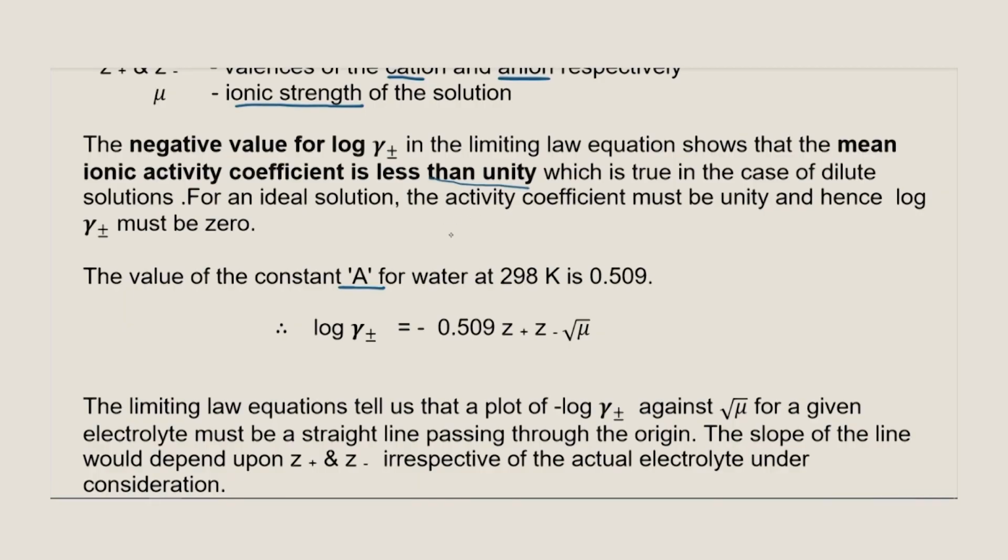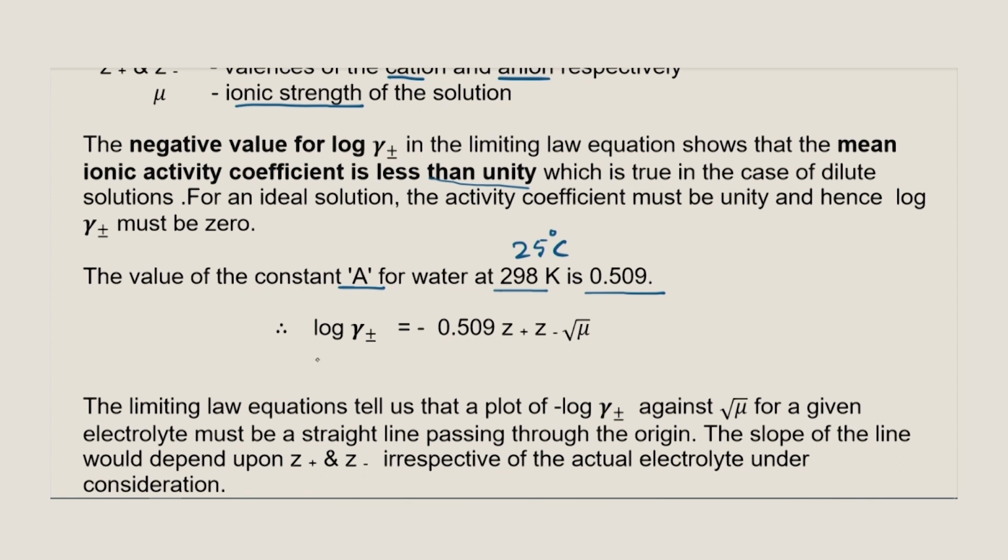So, usually we dissolve electrolytes in water, or you can say we deal with aqueous solutions. When I am dealing with aqueous solution, and if I maintain the temperature to be 298 Kelvin or 25 degree Celsius, the value is again constant because solvent is fixed, temperature is fixed, and therefore, the value is taken as 0.509. So, that is a constant. I am applying that to the equation, log of mean ionic activity coefficient is equal to minus 0.509 into Z plus into Z minus into root of mu.